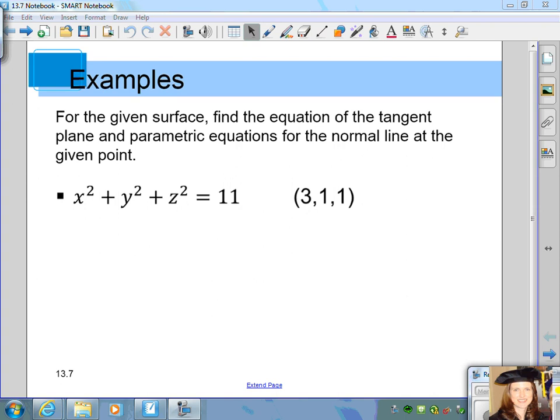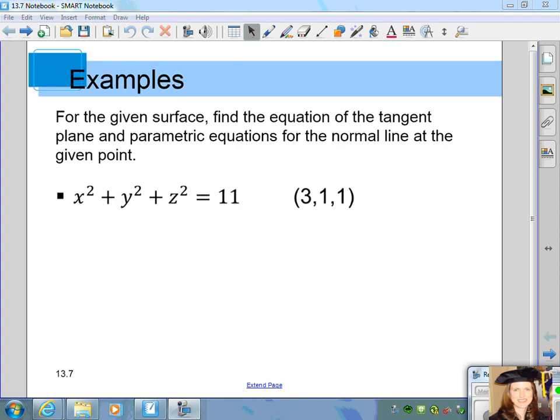In this video for section 13.7, we'll be doing some examples of finding equations of tangent planes and equations for normal lines at given points. Try this example on your own, pause the video, and come back and check your work.